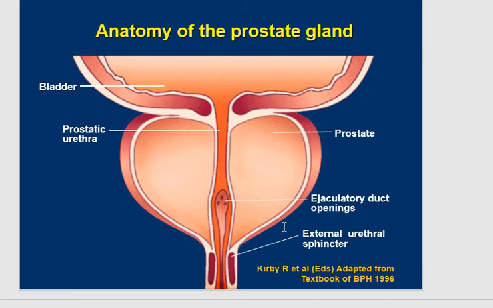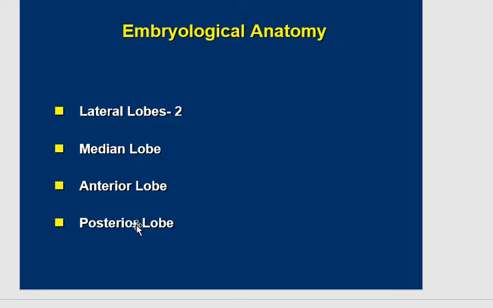So this is the coronal section of the bladder and the prostate. This is bladder and this is the prostate, right? And this is the verumontanum and this is the external sphincter. So the anatomy of the prostate, or the zonal anatomy of the prostate, consists of 5 lobes: 2 lateral lobes, 1 median lobe, 1 anterior lobe and 1 posterior lobe.